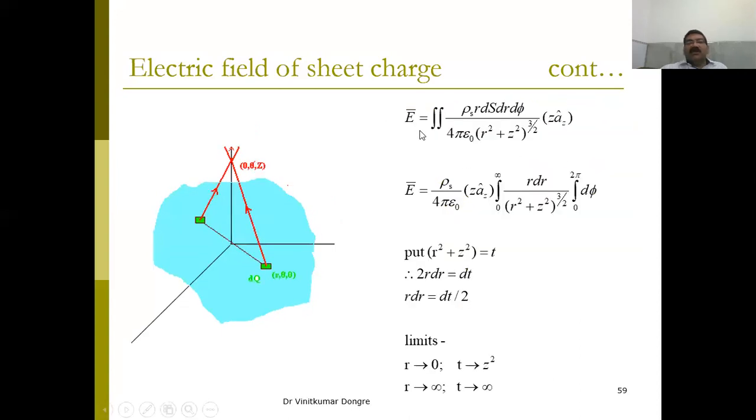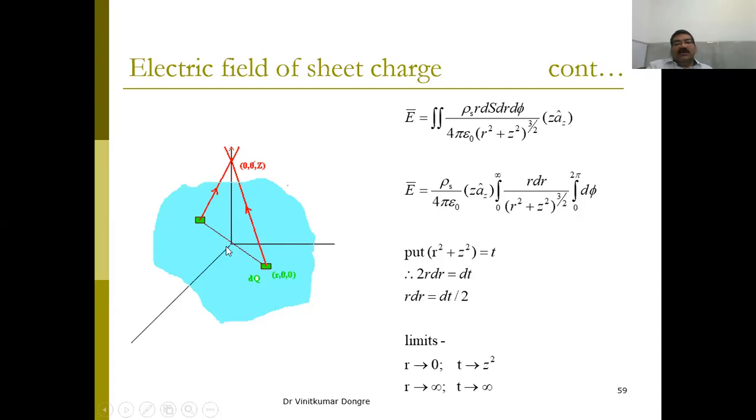So here E equals double integration. Why double integration? Because it is surface charge. In the line charge, we have to take single integration. In the volume charge, triple integration. Okay, so we have taken only the vertical component, and horizontal is neglected. So do the integration. The integration will be 0 to infinity. Okay, so two integrations are there.